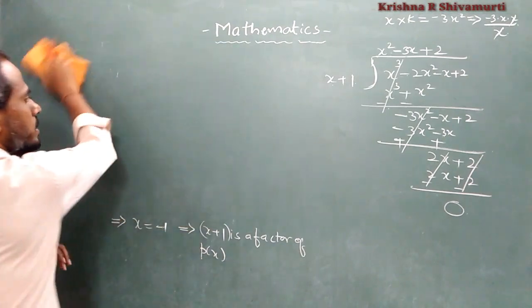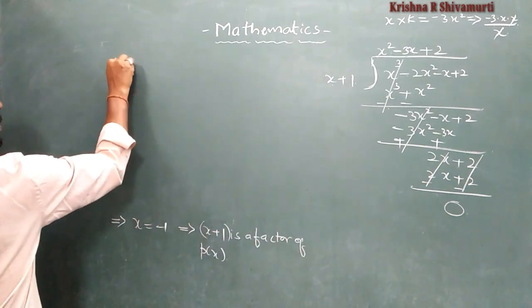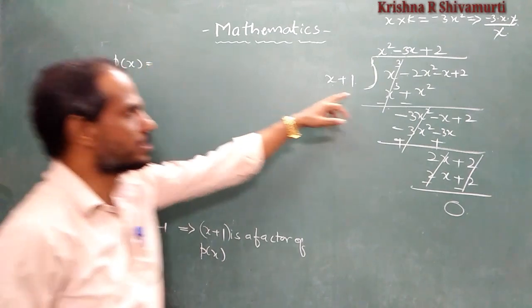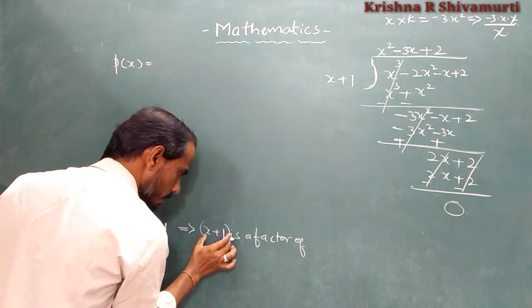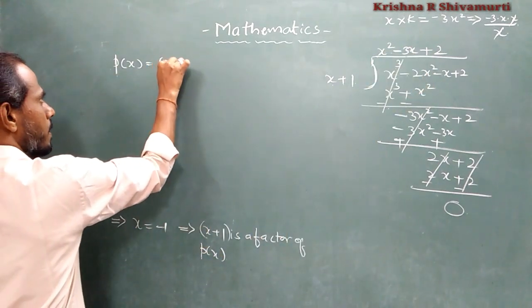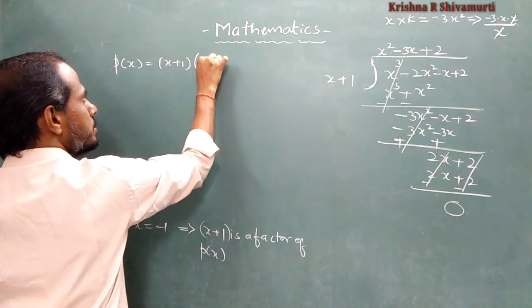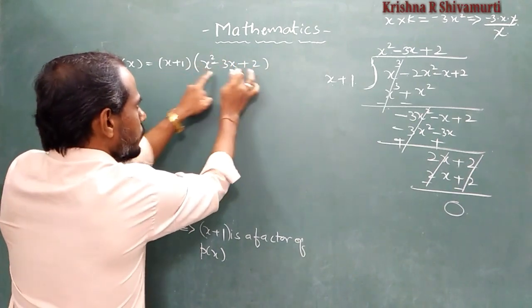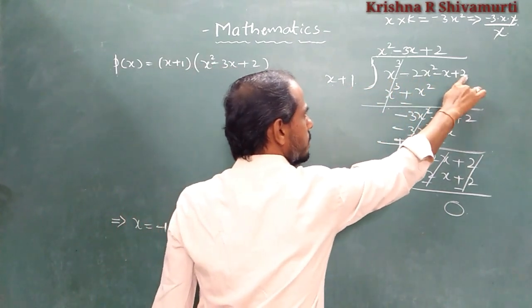What is p of x? p of x is equal to this x cube minus 2x square minus x plus 2, which can be written as the product of this factor into this factor: x plus 1 into x square minus 3x plus 2. The product of these two will give x cube minus 2x square minus x plus 2.